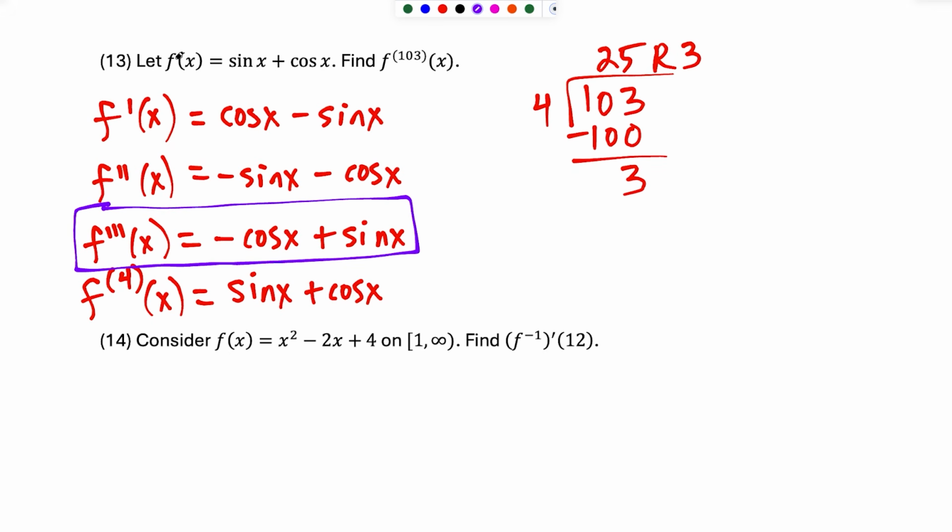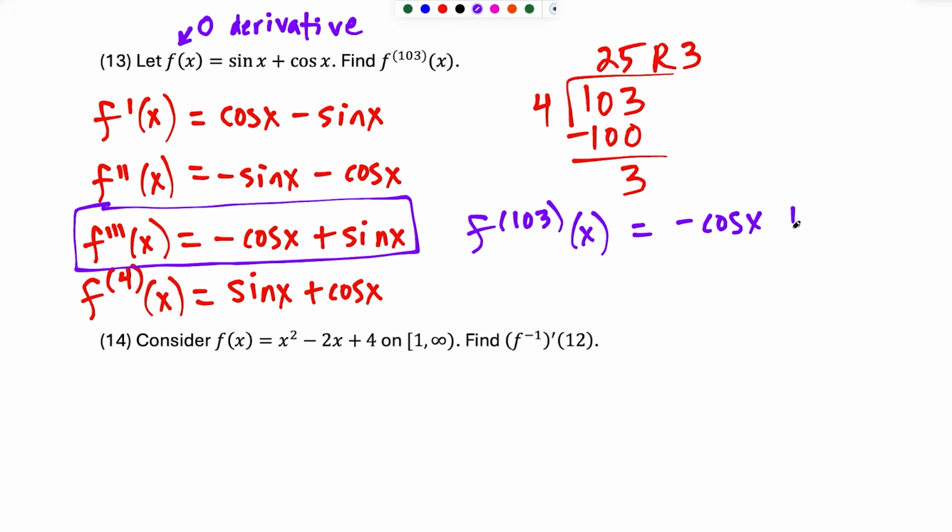You could think of f of x as having no remainder. Okay, so this is like doing 0 derivatives. So the zero derivative is just the original function here. So that would happen if we had a remainder of 0. It would bring us right back to f of x. But remainder 3 tells us that the 103rd derivative of our function is equal to our third derivative of f. So this is equal to negative cosine x plus sine x.